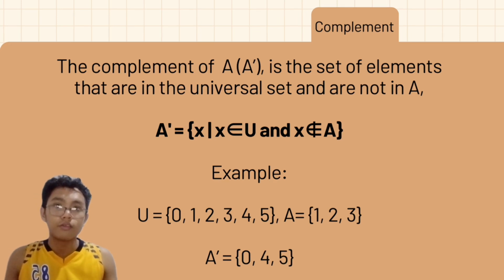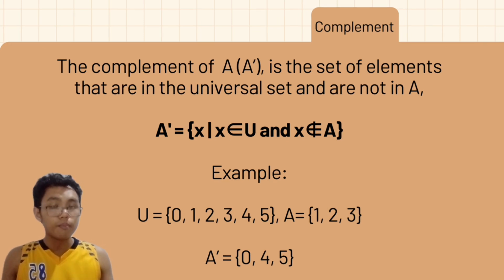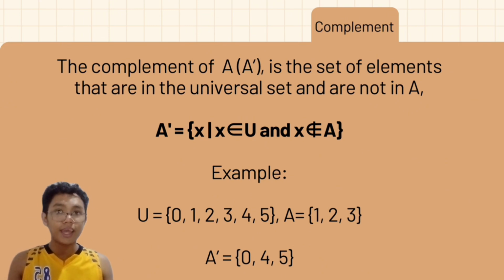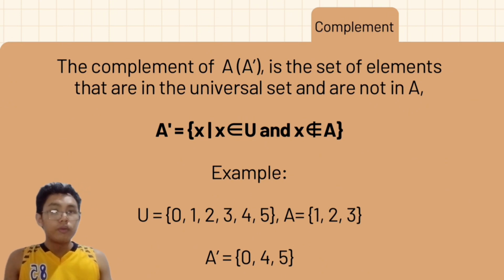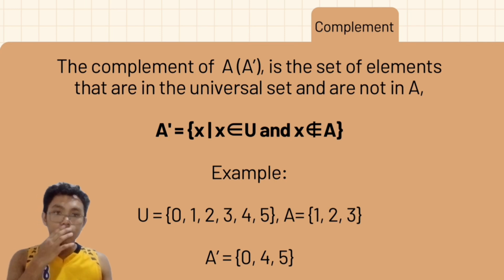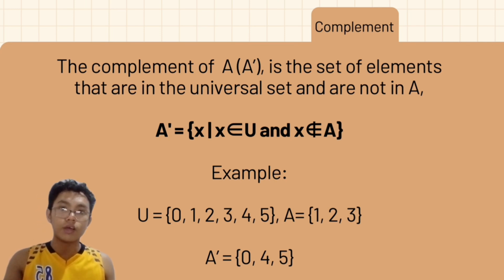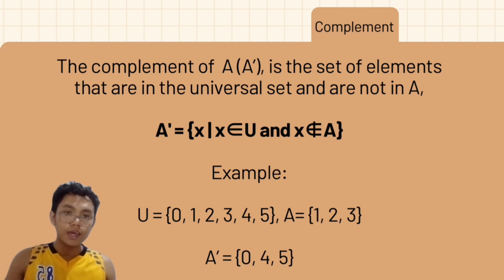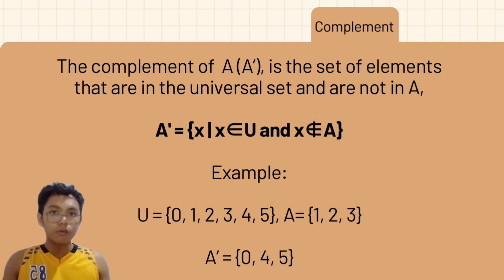The complement of a set consists of the elements of a universal set that are not found in A, which is similar to the concept of the difference of two sets. To put it simply, what is found in a universal set that cannot be found in A? For example, with a given universal set of {0, 1, 2, 3, 4, 5} and the set A which consists of elements {1, 2, 3}, the complement of A has elements {0, 4, 5}.